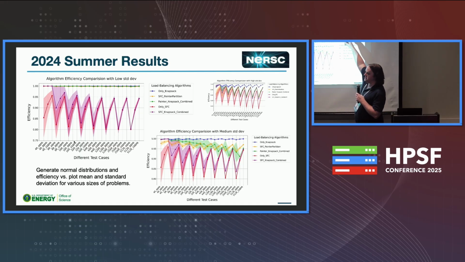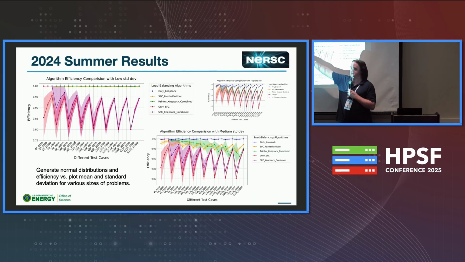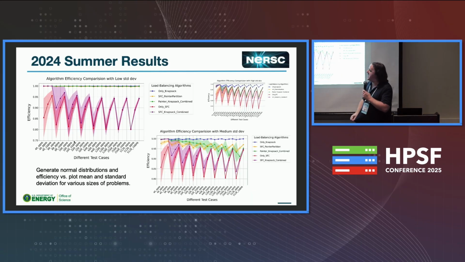So this is just for completion. We'll focus on these two. This is a varying size and the efficiency that the algorithm is going to spit out for all the algorithms. What they did was generate 250 normal distributions, run each load balancer through it, and then take the mean and the standard deviation of each. So on the top, you have the low standard deviation when all the boxes are similarly sized. Red and purple are SFC.